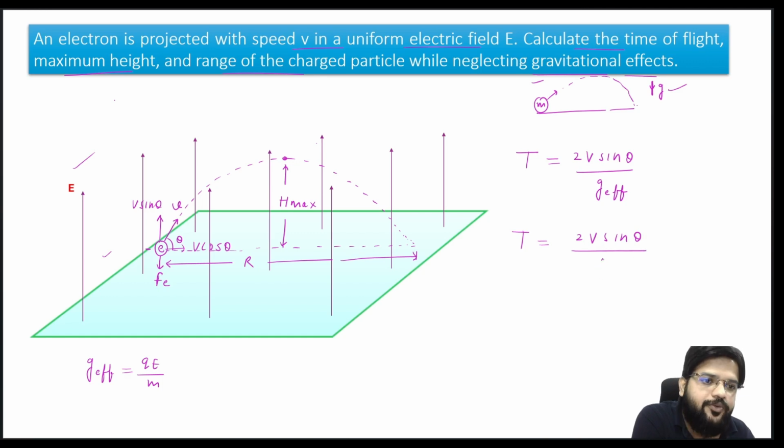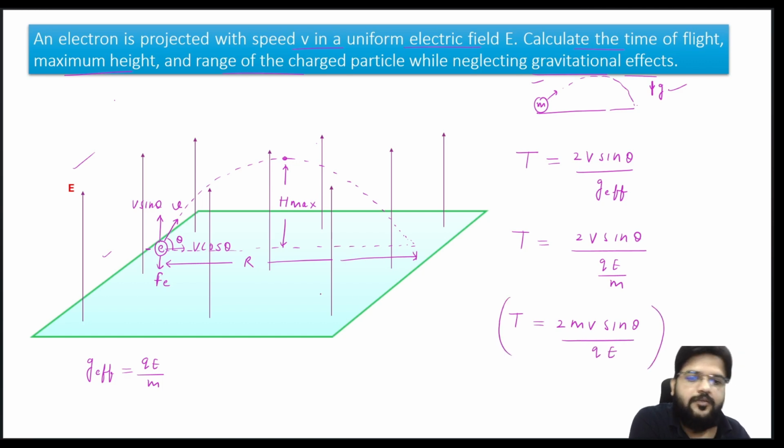The value of g effective is qE by m. So the time of flight you get is 2mv sin theta by qE. This is the time of flight. So the first thing we got it. Now the second thing we want is the maximum height.